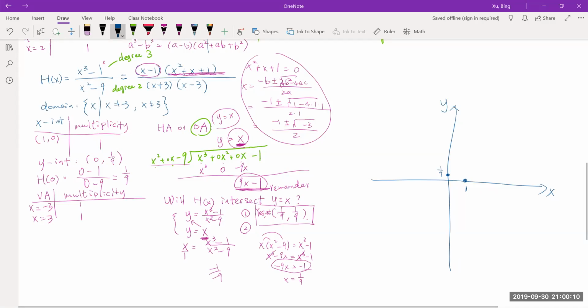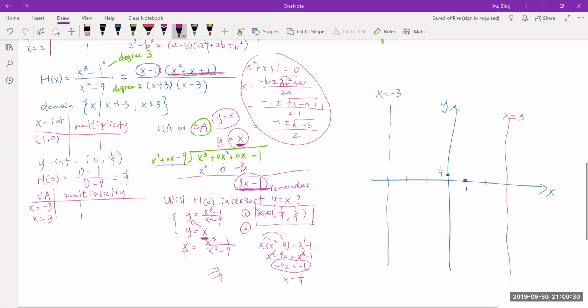Okay, I have two vertical asymptotes. One is x equals -3, so -1, -2, -3. We have a vertical asymptote, x equals -3. Another vertical asymptote, x equals 3.